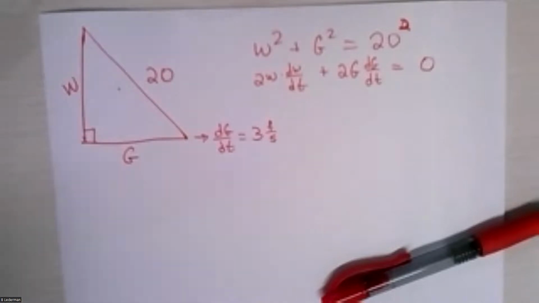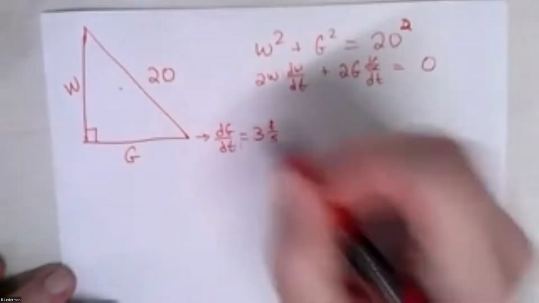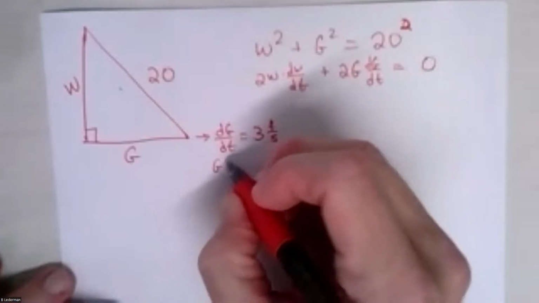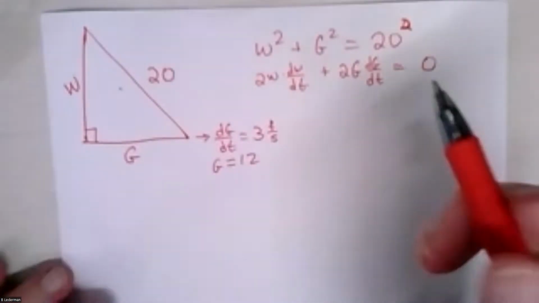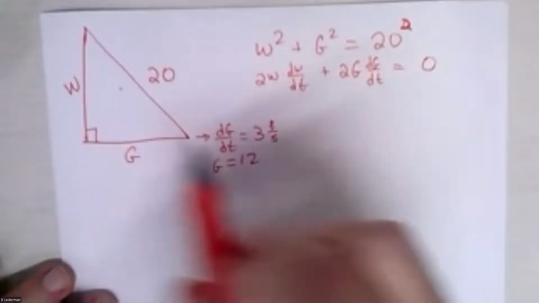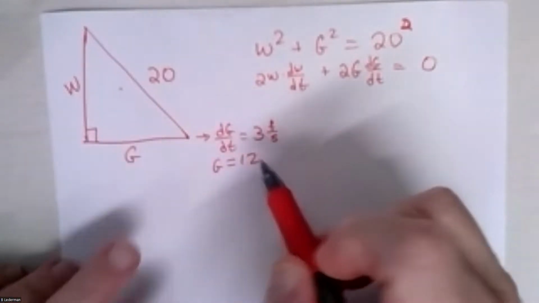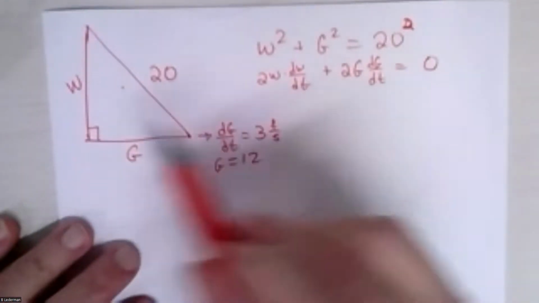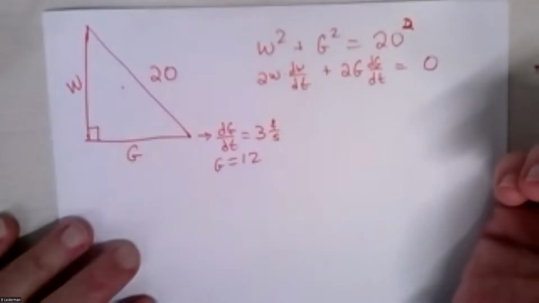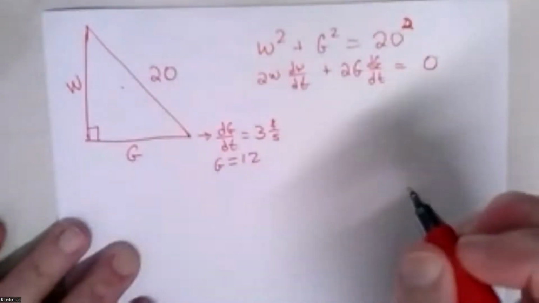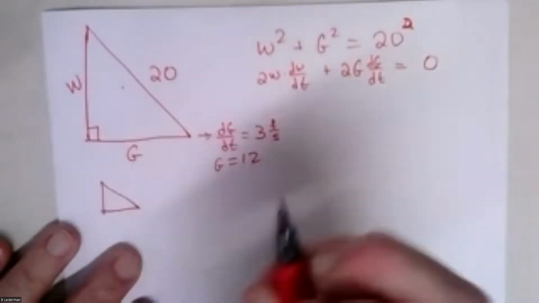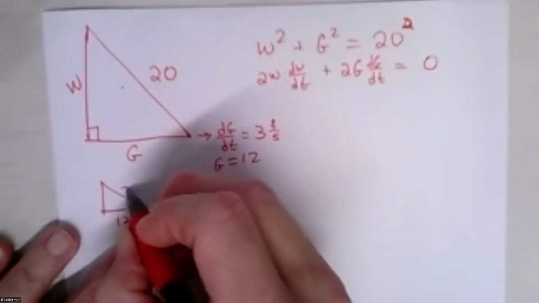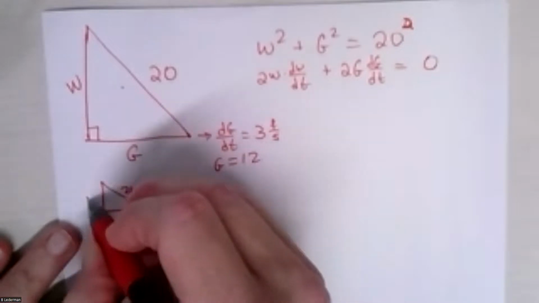The problem told us that G equaled 12. But what's W? If I want to know what W is when G equals 12, because W changes every time G changes, we're going to use the Pythagorean theorem. In other words, I'm looking specifically at a case where this side is 12, that's 20, and that's W.